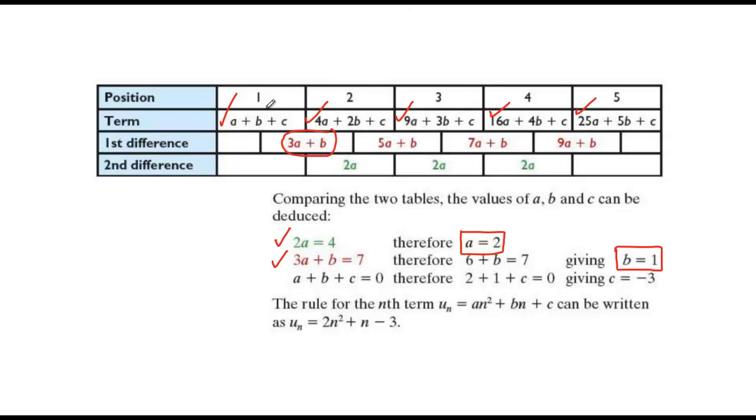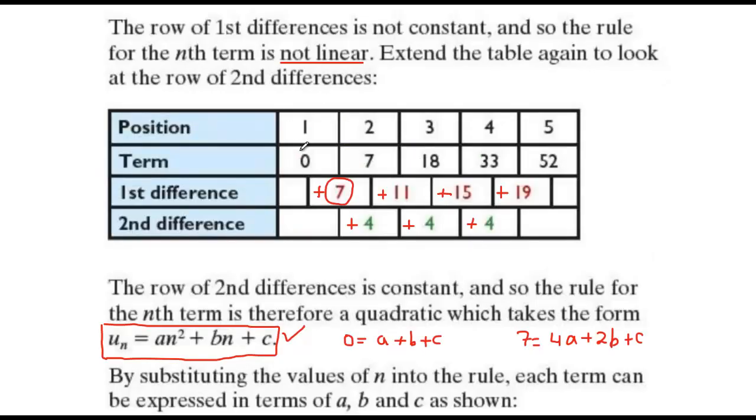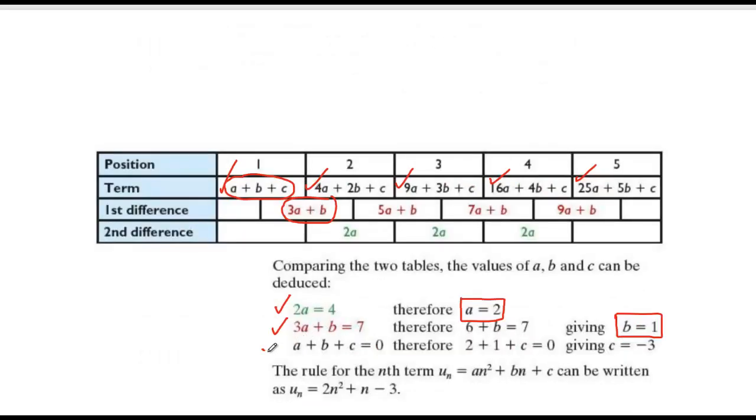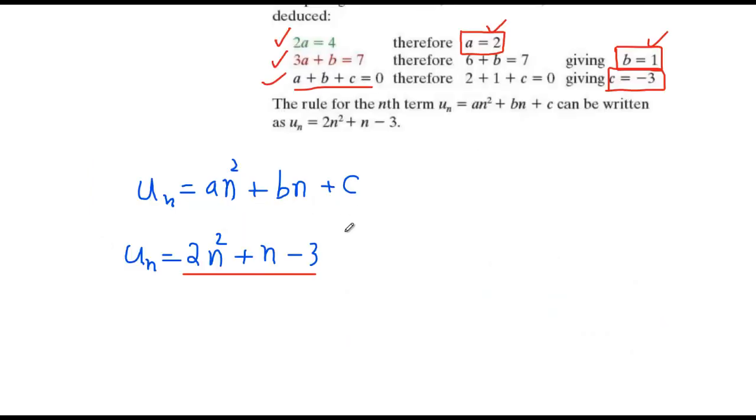Now compare the first term of the sequence, a plus b plus c, with the first term of this table, which is 0 here. Therefore a plus b plus c is 0. Now plug in a equals 2 and b equals 1 in this equation. This will give us c is equal to minus 3. The nth term of the quadratic sequence was this. Now just put the values of a, b and c in this. This will give us the nth term of the given quadratic sequence.